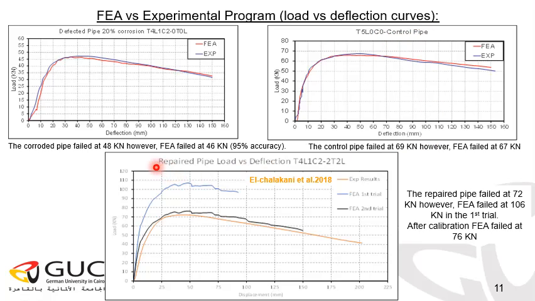However, for the case of the repaired pipe, I had to do some iterations since the damage properties of FRP were not determined, so I did two trials. The first trial failed at 106 kN, while the second one failed at 76 kN, and the experimental failure was 72 kN, so further calibrations are needed for this case.